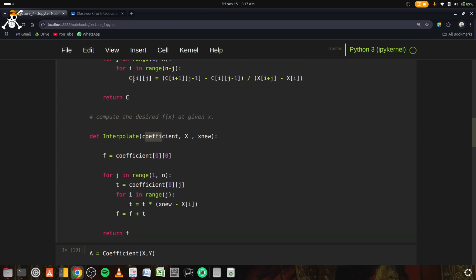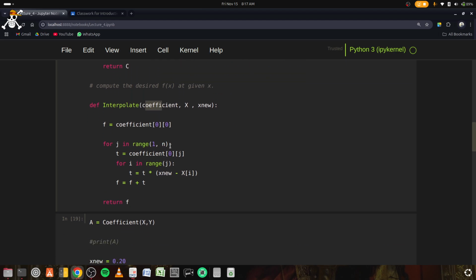You have to input the coefficient matrix to get the coefficients, then the old x values or the current values, and the new x value, at which data point you need the new value, right? For our case, we wanted to find what is the magnetic field at the current 0.2 ampere.